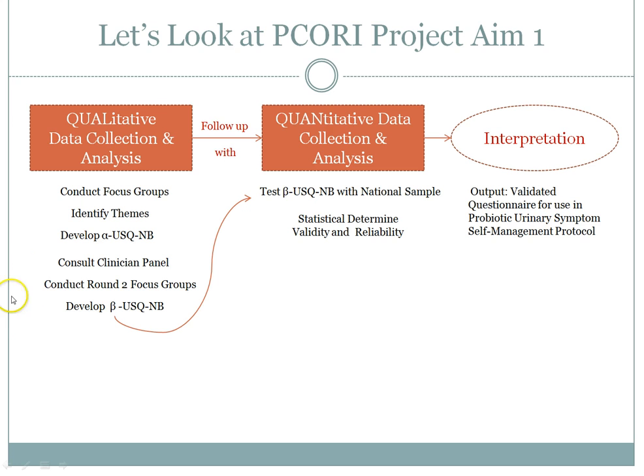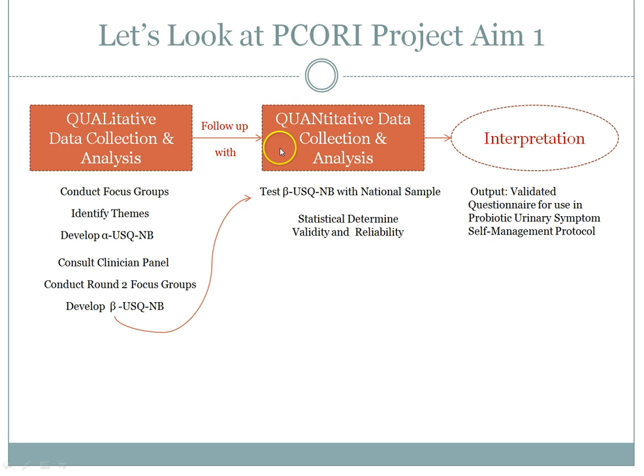Then we will take that initial beta questionnaire and conduct a second round of focus groups where we will get people's feedback on the final product and the changes that have been recommended by the clinician panel. And from there, we will develop the final beta questionnaire, which we're calling the USQNB.